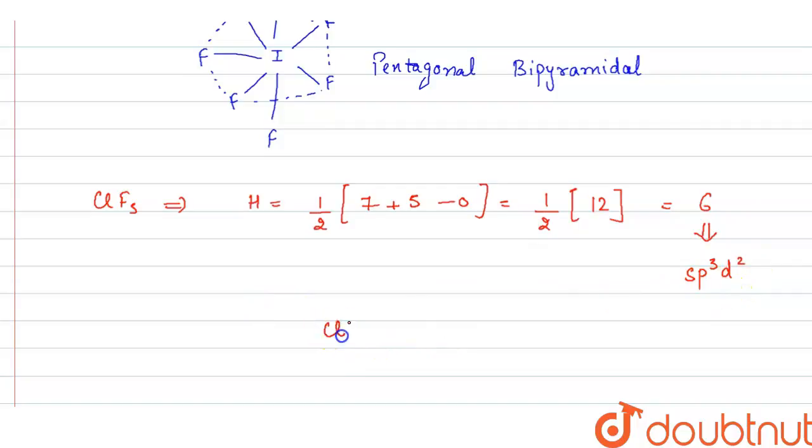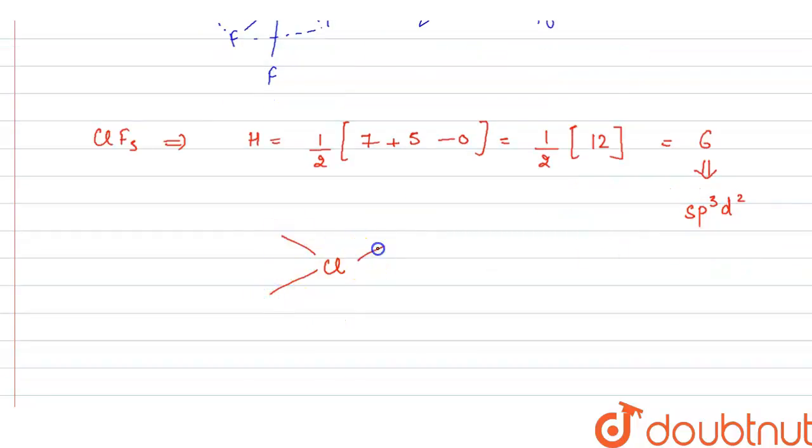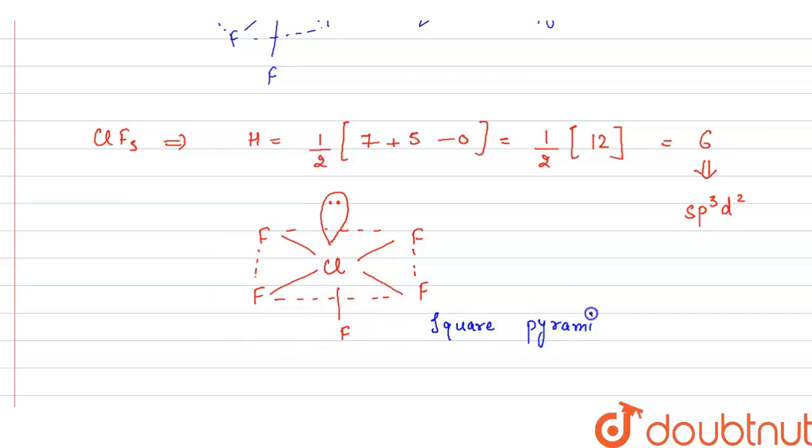Geometry should be octahedral. So we have chlorine, and there are 5 fluorine atoms. It means there should be one lone pair. So this is octahedral geometry. Now, when we have to find out the shape, we do not consider the lone pair, right? So its geometry is octahedral, but its structure will be square pyramidal, right? Because while finding out the structure, we have to neglect the lone pair.